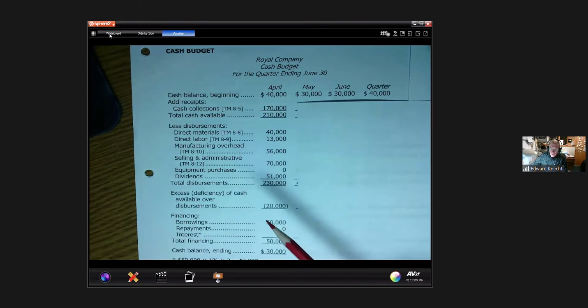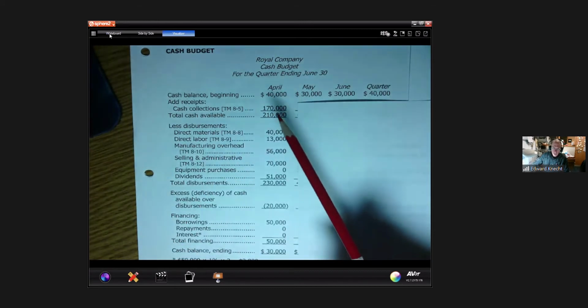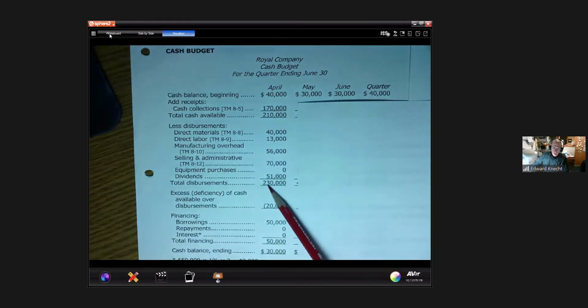Let's see if it works out. If we borrow 50, do we eliminate the deficiency of 20,000, which will leave us a minimum balance of 30,000? Yep. So that's going to require a little bit of algebra, right? Or people just use common sense. They won't set up an X equals whatever to solve for it, because it's pretty easy. Here's how much we expect to have in cash at the end of April. This is what we need for the whole month of April. So we're falling short. We're going to have to tap into our line of credit.